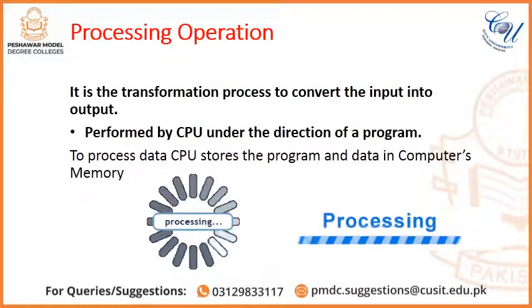Processing operation. The transformation process to convert the input into output. The central processing unit performs processing tasks under the direction of a program. To process the data, the CPU stores the program instructions and the data in the computer memory, where it is directly accessible for processing. So all the processing is done by the CPU, as we know that. We will discuss it later in the block diagram and CU, etc.